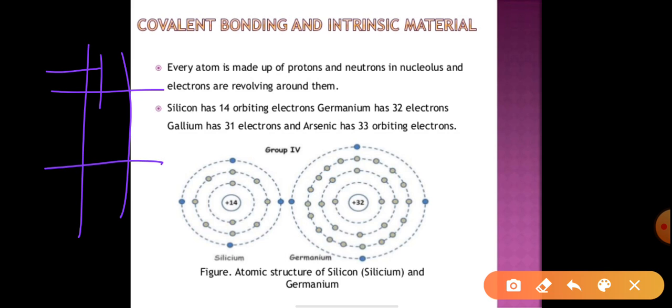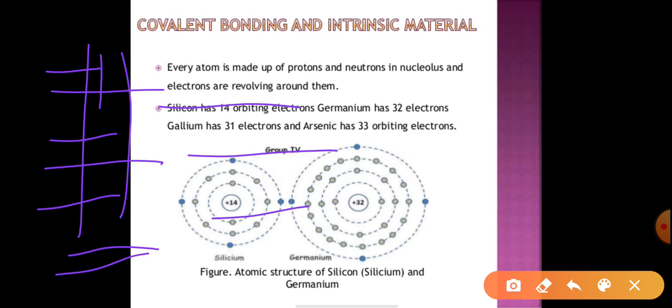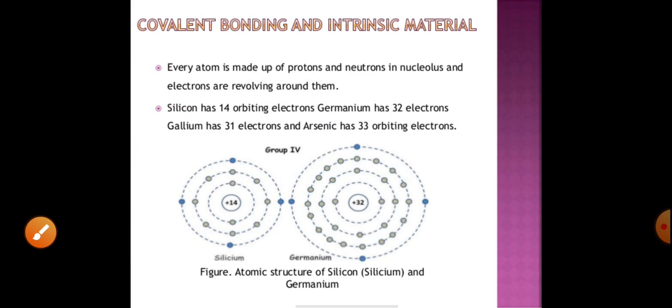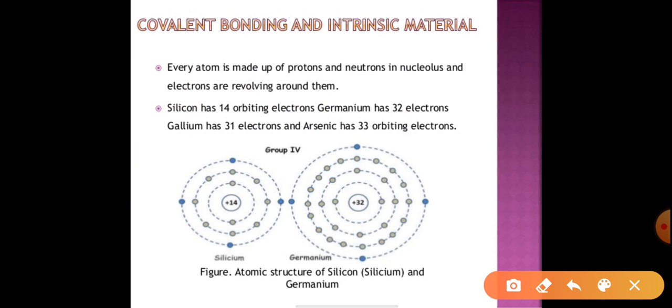The horizontal elements are called something, and the columns are called something else, which is nothing but the groups. The horizontal rows are periods and the columns are groups. Silicon has 14 electrons.